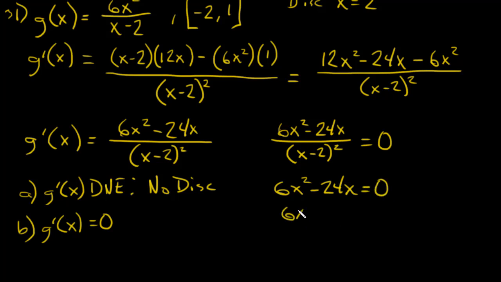6x times, what is that going to give me? X minus 4 equals 0. So x equals 0 and x equals 4. Alrighty, I have my critical numbers now. Alright, so to find the absolute extrema, I'm going to have to go to the next page. So clear this.